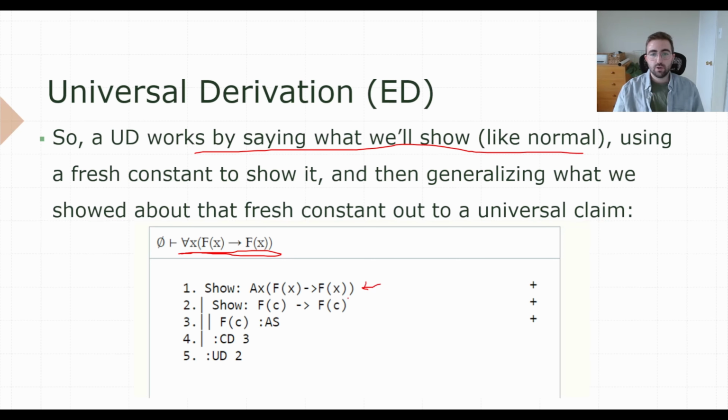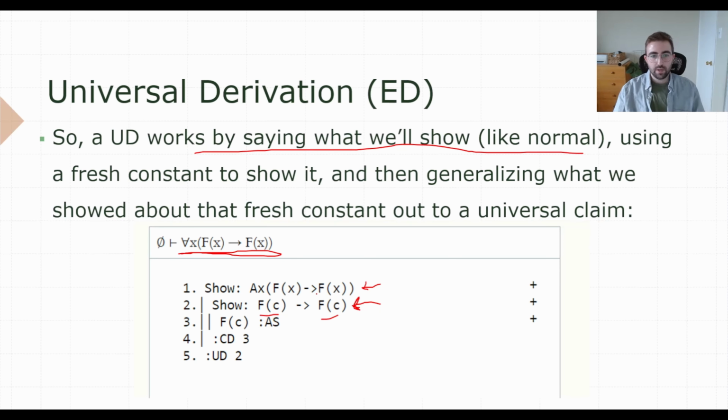And then we write a show line with some random arbitrary constant, in this case c. It's fresh, it hasn't been used at all in the proof before. And then we prove this claim that we've set up with an arbitrary, fresh constant. And if we can show that for this random arbitrary thing c, it's true that if it's f, then it's f, then it's going to be true for everything.